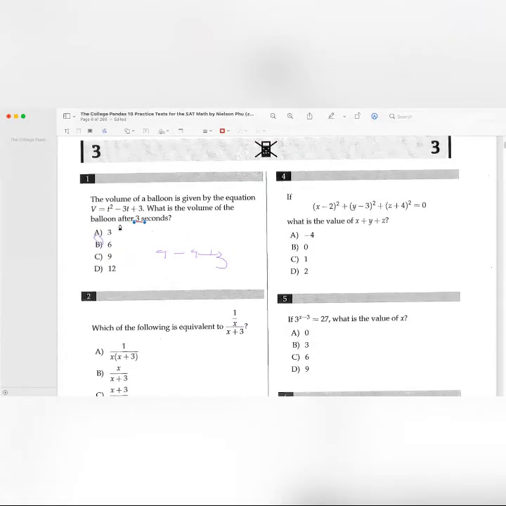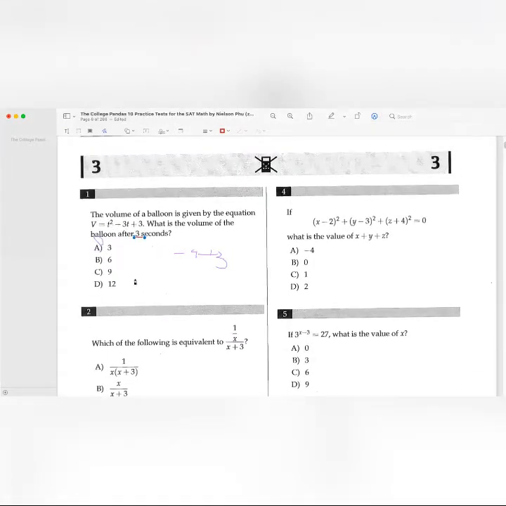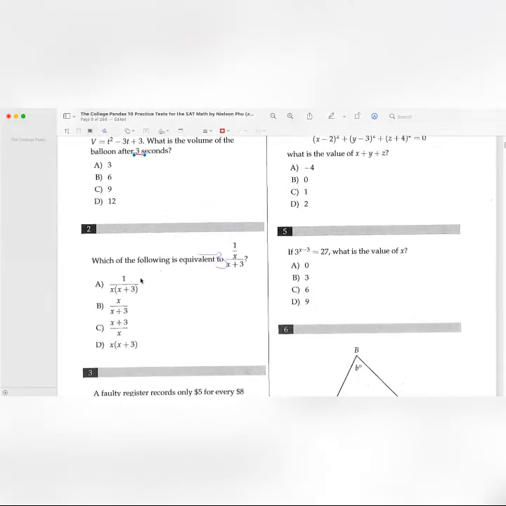Okay. Yeah. So you just substitute the 3 in for the t. You're done after that. Yeah, so that's A3. Okay, which one's equivalent to that? So it'd be 1 over x.